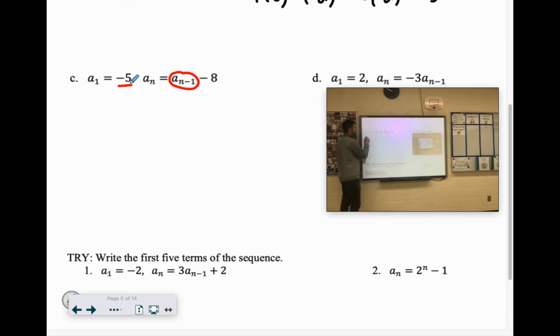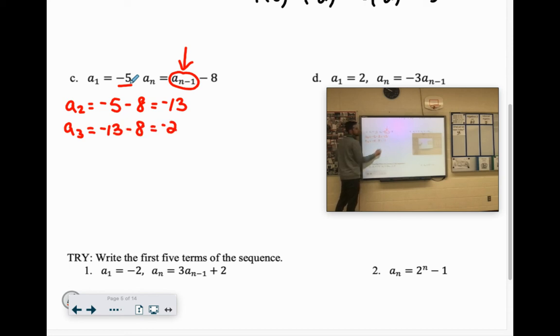So if we were doing a sub 2, it would say that previous term minus 8. Our previous term was negative 5, so we just subtract 8. Negative 5 minus 8 is negative 13. If we're doing a sub 3, you take our previous term, negative 13, and you subtract 8, which gives us negative 21. A sub 4, you take the previous term, subtract 8, negative 29.